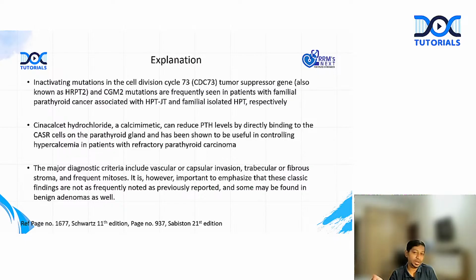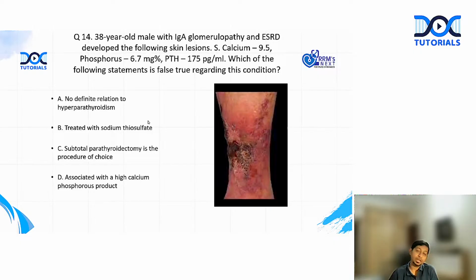So capsular vascular invasion, trabecular pattern, fibrous stroma, mitosis, all these may also be found in a benign adenoma or an atypical adenoma. So it's not a very classical way to diagnose parathyroid cancer. Of course, we can also use IHC. We use something known as parafibromin. So parafibromin positivity comes only in the presence of a CDC73 mutation, which may be a sporadic or a germline mutation. So parafibromin on IHC is a specific marker for parathyroid cancer.